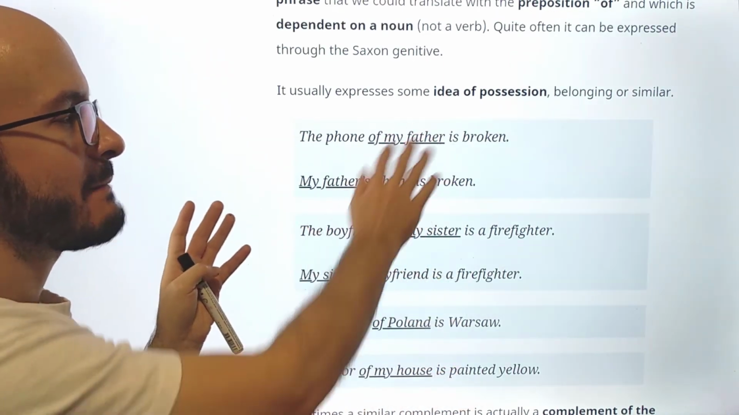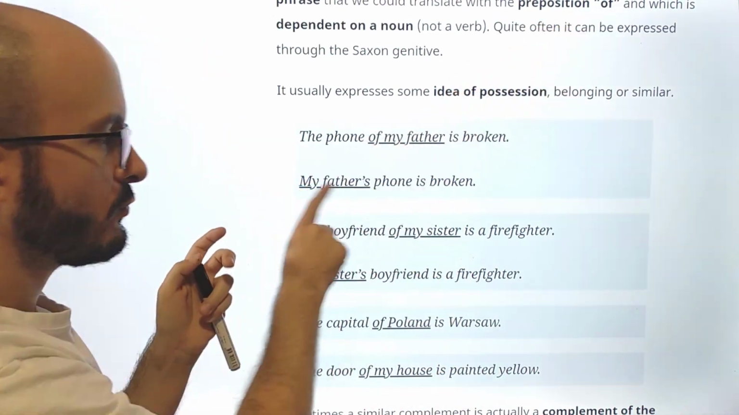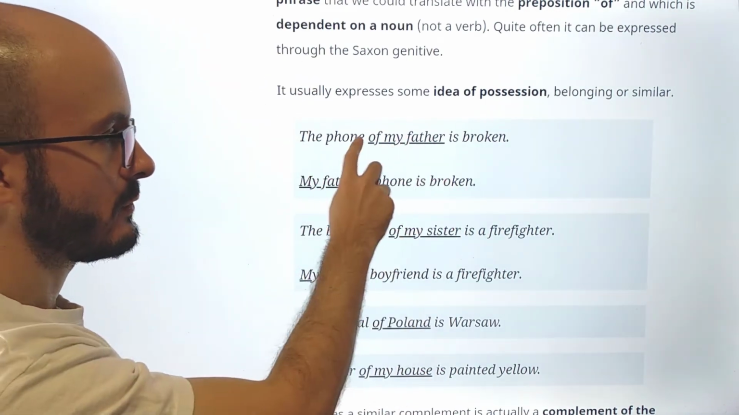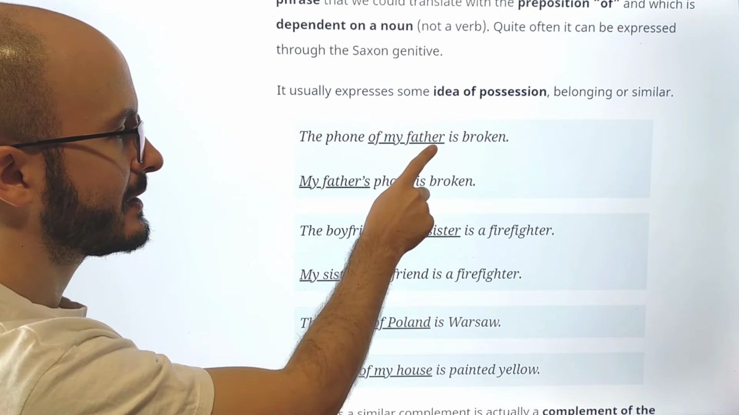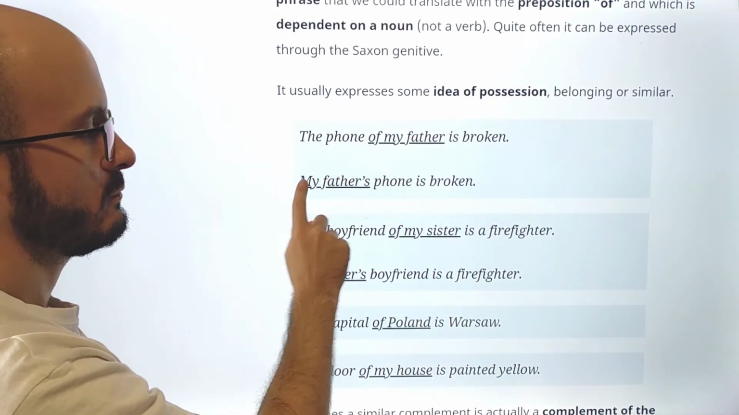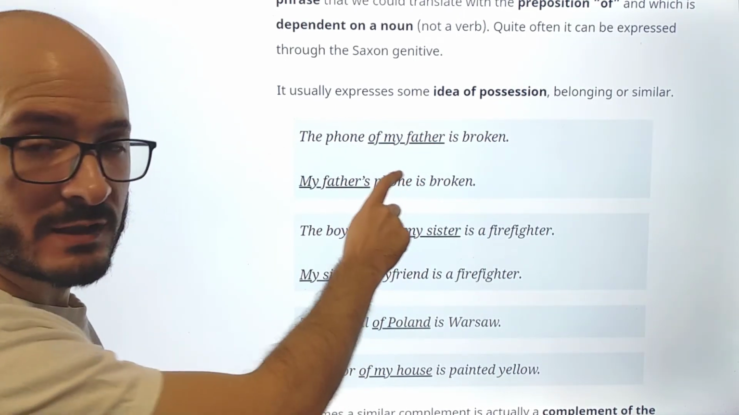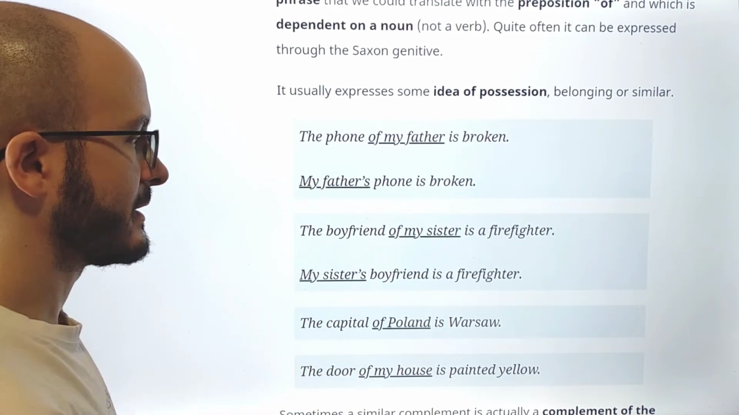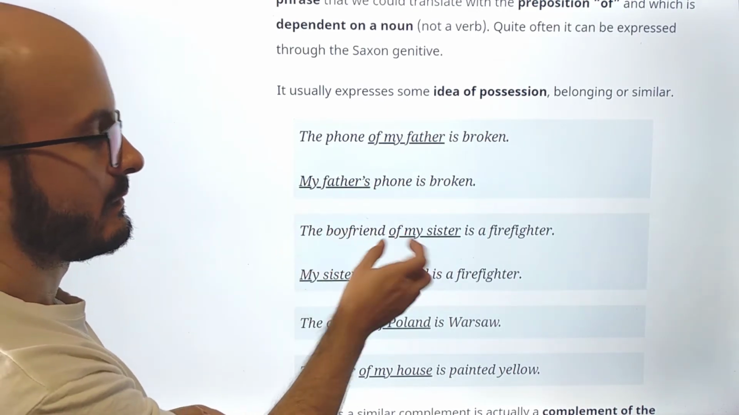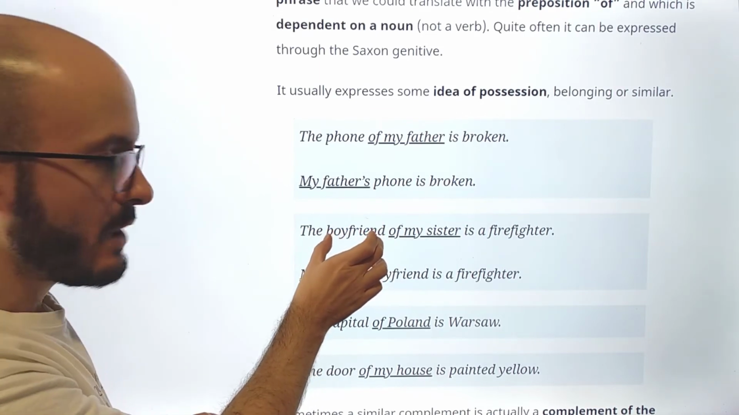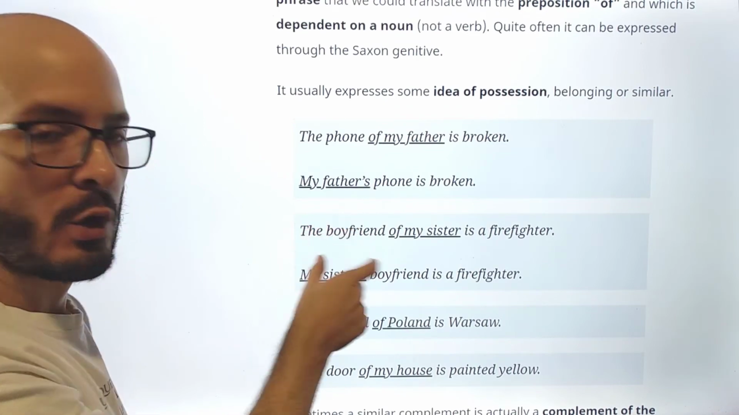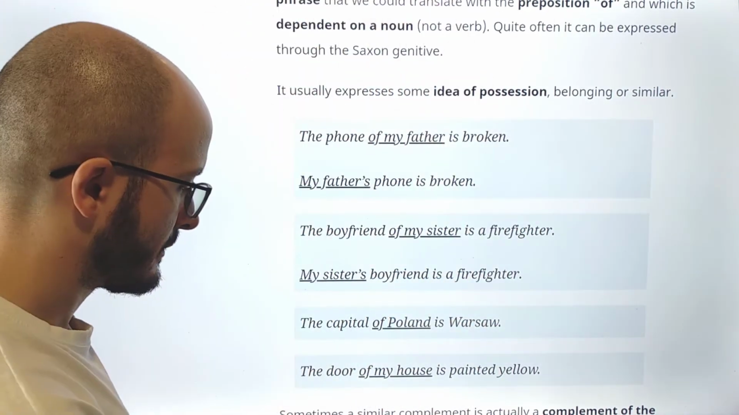It can be the preposition of or the Saxon genitive, so that is the complement of the noun, okay? Because this is complementing phone, my father's phone. So phone is a noun, and this is complementing phone, etc., etc. Here, boyfriend. Boyfriend is a noun, so of my sister is complementing the boyfriend. It's adding whose boyfriend it is, the boyfriend of my sister, etc.